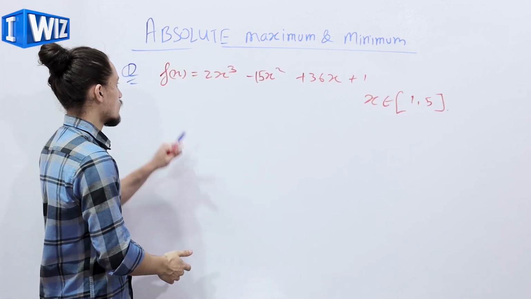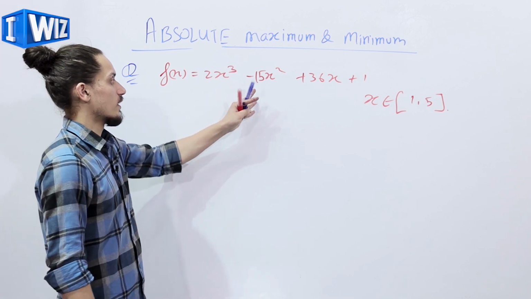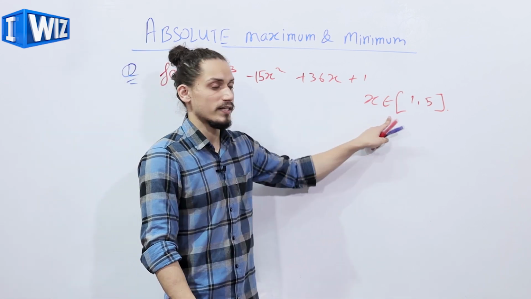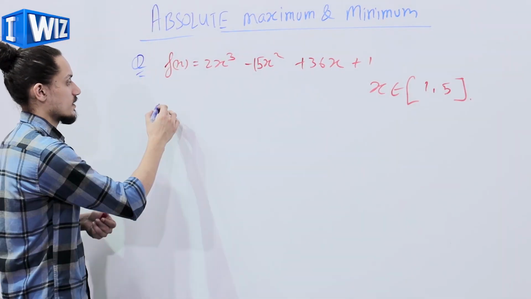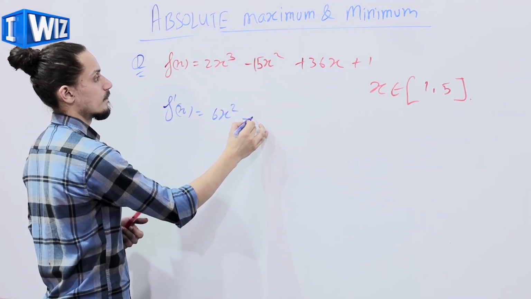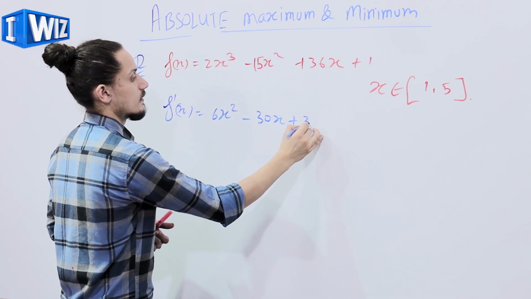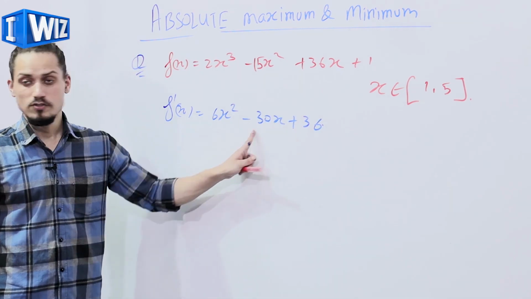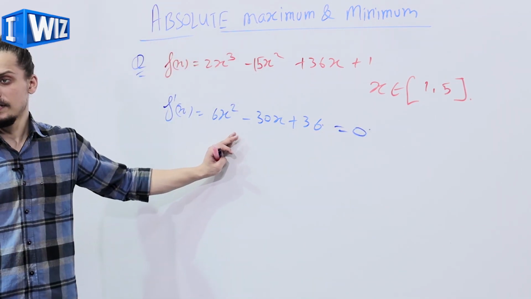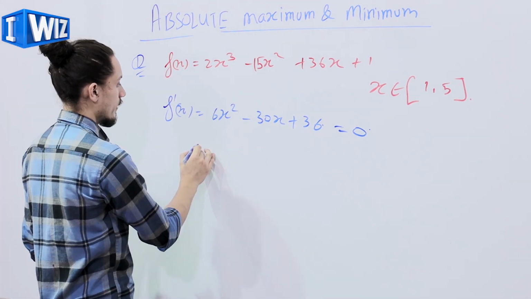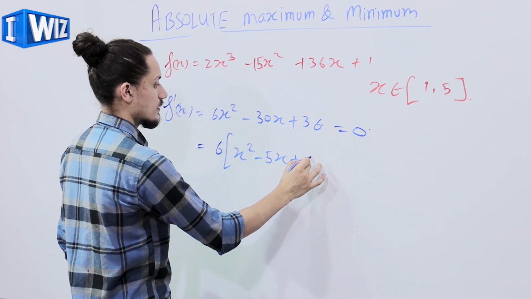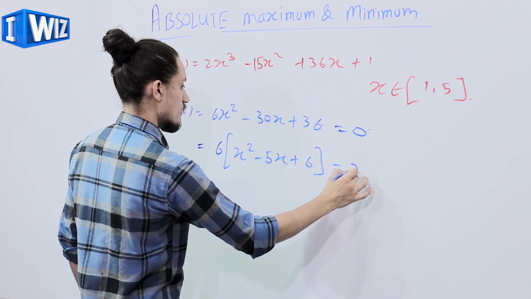Now, for example, suppose we have f of x is equal to 2x cube minus 15x square plus 36x plus 1, where x belongs to the closed interval 1, 5. So first step, f dash x, which is equal to 6x square minus 30x plus 36. Now 6 is common in all three terms, and we set this equal to 0. Next step, we have to find the value of x, that is, the critical points. So take 6 common: 6 into x square minus 5x plus 6, which is equal to 0.